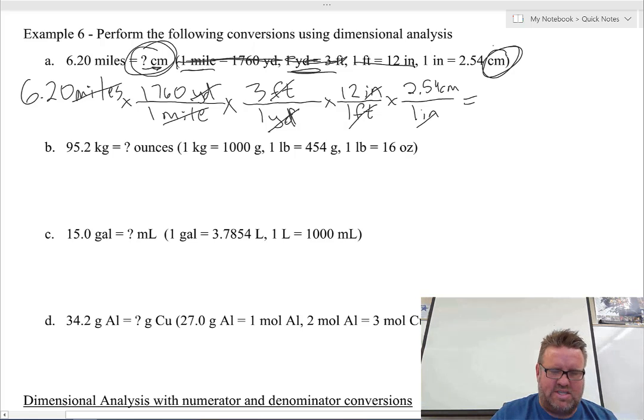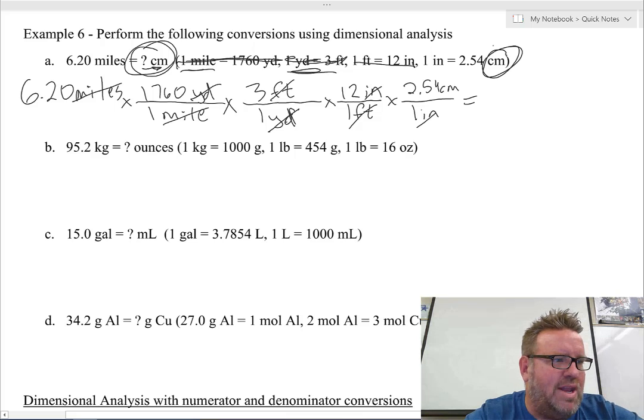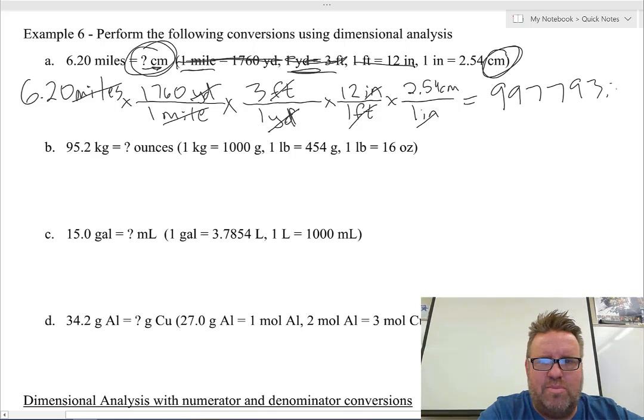So then I take 6.2 and everything's on the top. So I'm going to multiply by 1,760, multiply by 3, multiply by 12, and then multiply by 2.54. And I get a great big number, but it has to be with the correct number of significant figures. So this is a tough one here. 99793.28 is the calculator answer I get.